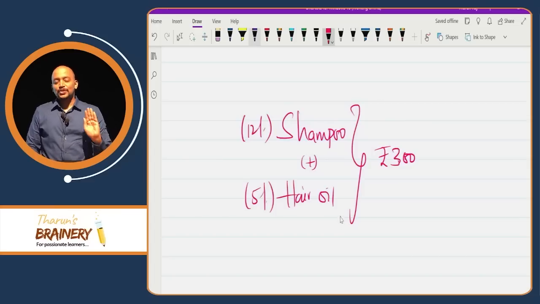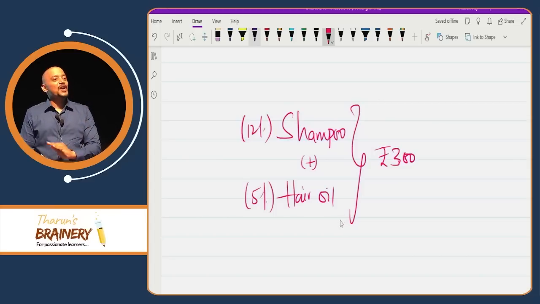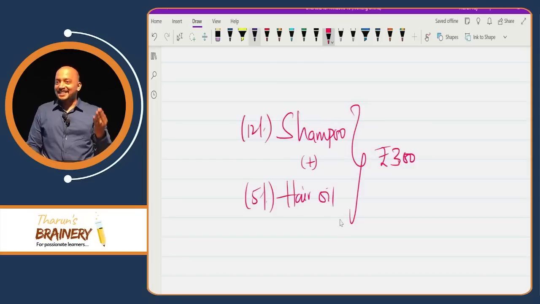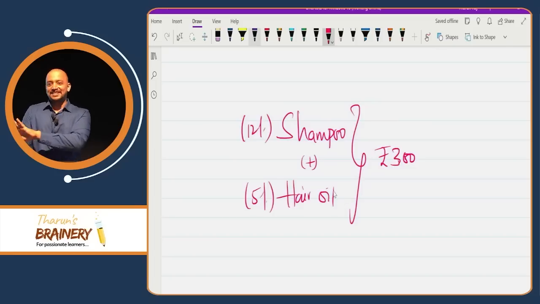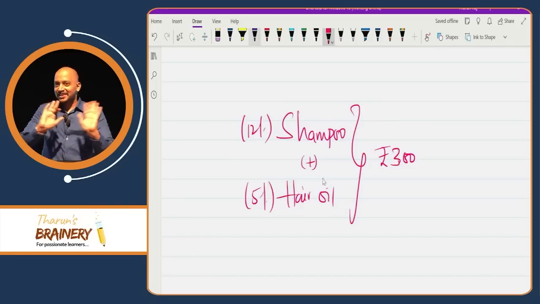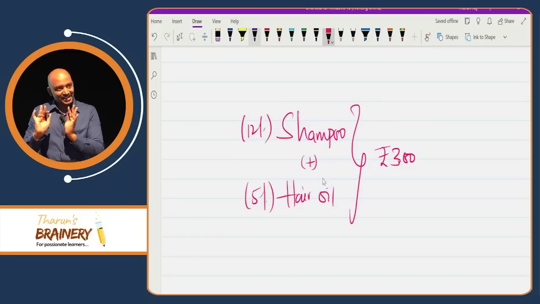Wait. So first it is not a composite supply, and thereafter only we need to check whether there is a single price or not, and then it will be mixed supply. You understood? So don't rush. In the exam, don't rush and complete.